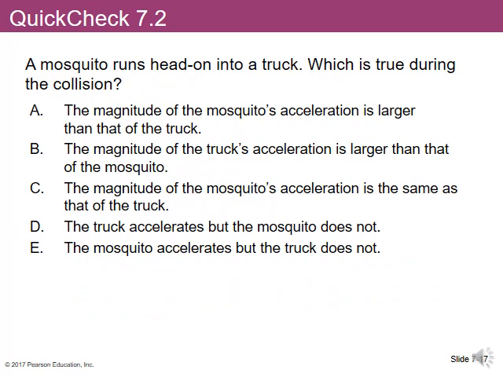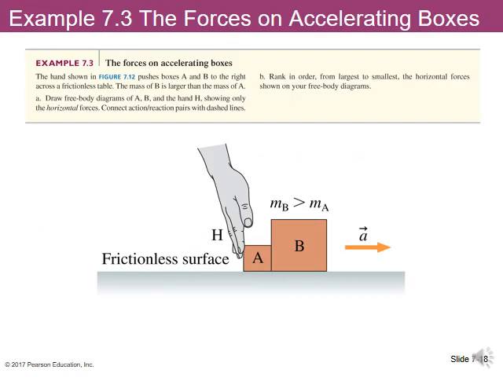So think about that same situation. Even though the forces are the same, does that mean that the acceleration is the same? Definitely not. Remember that acceleration is proportional to the total force divided by the mass. So if they have the same force but have different masses, the accelerations will be very different. So the magnitude of the mosquito's acceleration is much larger than that of the truck, and that is why the mosquito ends up smashed.